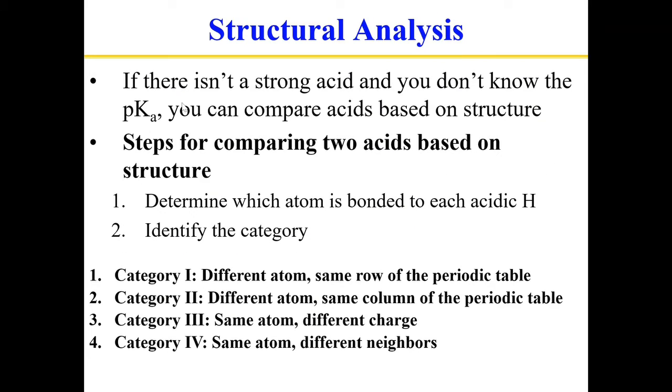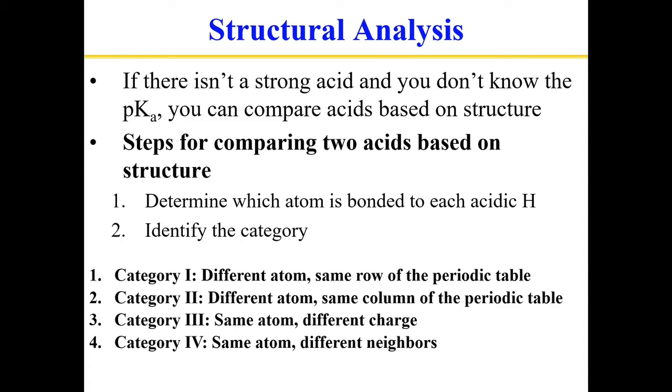If there isn't a strong acid, which means we can't use tool number 1, the list of known strong acids, and you don't know the pKa values, which is tool 2, then tool 3 is a comparison of the acids based on their structure. The most important thing that you have to do when you're comparing 2 acids based on their structure is identify which atom is bonded specifically to the acidic hydrogen.